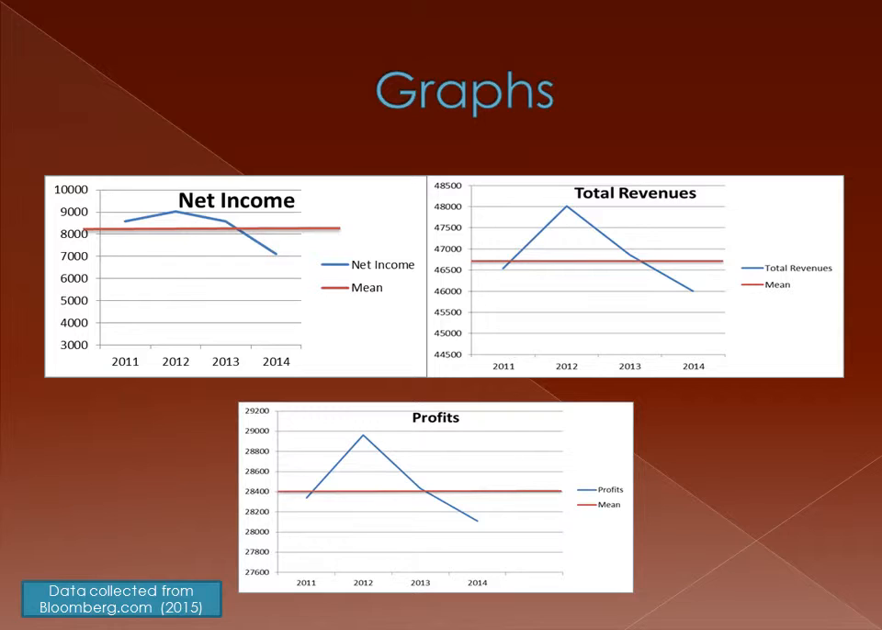So the net income, the total revenue, and the total profits have all been in a downward trend for the last 2 to 3 years, and currently the information is suggesting that it will continue to go down if steps aren't put in place to reverse this and to increase it towards the average, which is the red line or the mean in each one of these graphs.